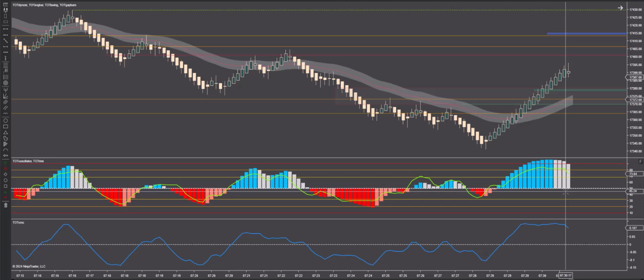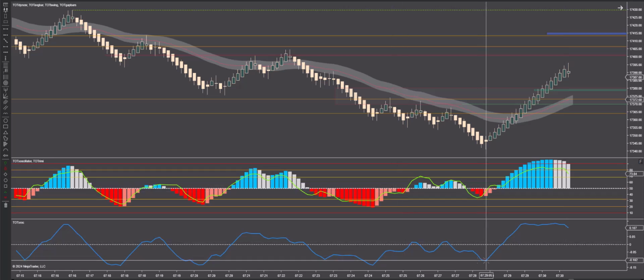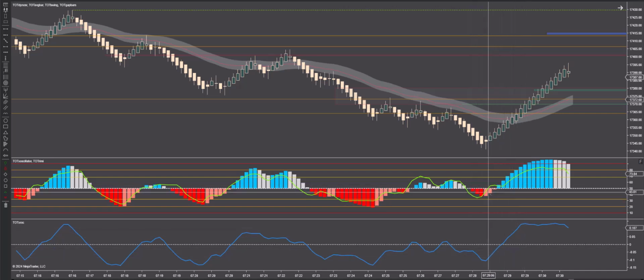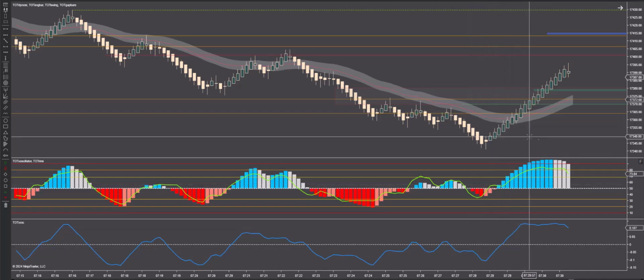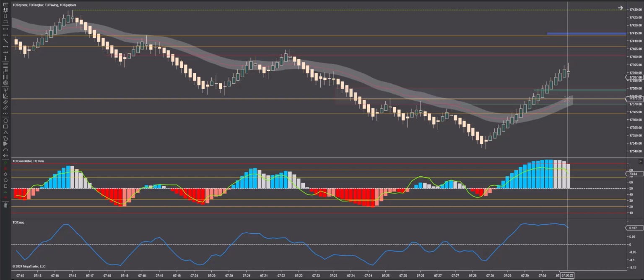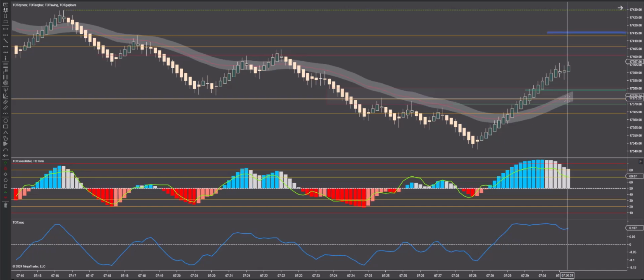So can you jump on these? Well, yeah, like I said, it was a reversal trade, but I don't know if you want to. How many of those actually make big moves like that, I don't know.